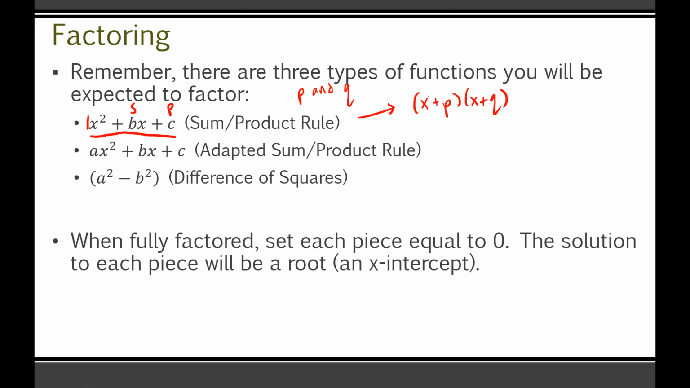We've done a bunch like this. These are nice because once you find your sum and product and once you find what your p and your q are, you're done. You just put it like this and you got it. You got it factored. No big deal, right?